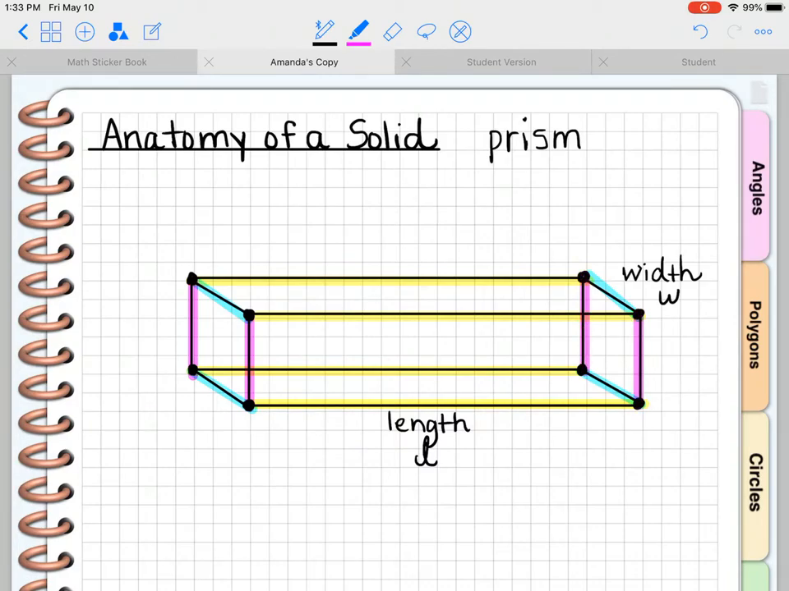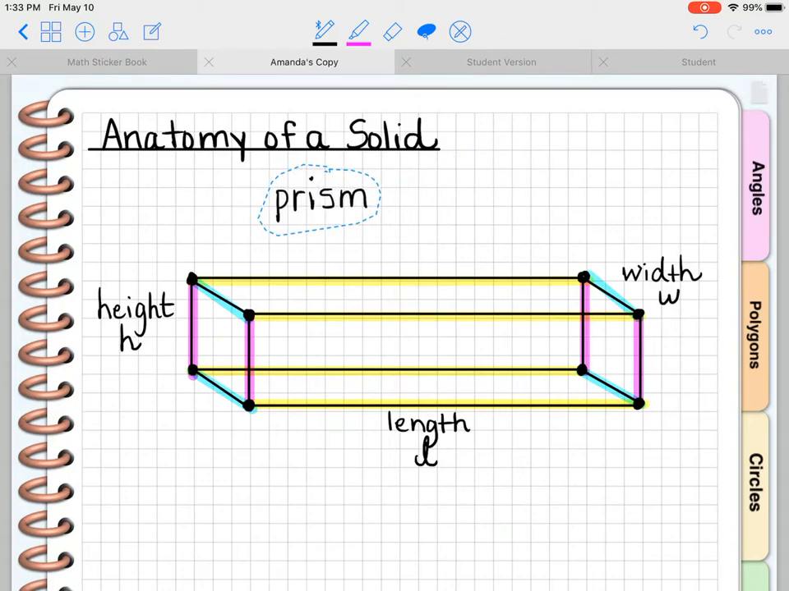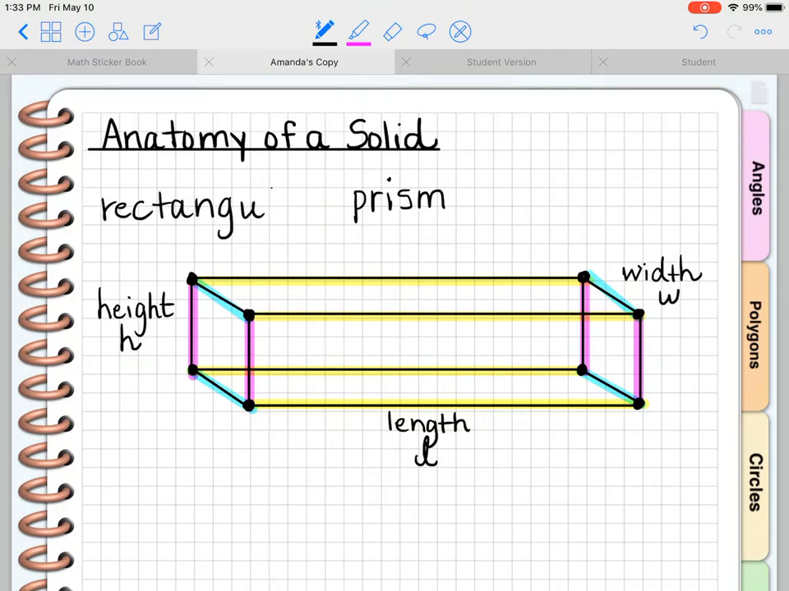Okay, so that's the 3-dimensional part of a solid. There is a height dimension, a length and a width for this prism. And again, let me remind you, this is a rectangular prism. There are other types of prisms, but this one is a rectangular prism. When I was in school, we just called this a box. But the proper name is a rectangular prism.